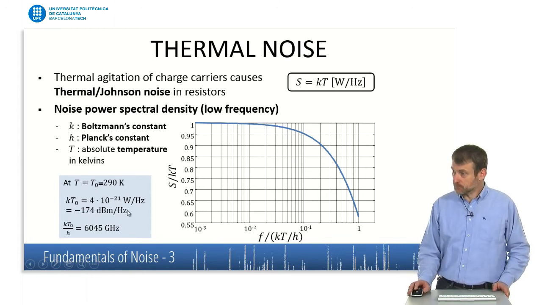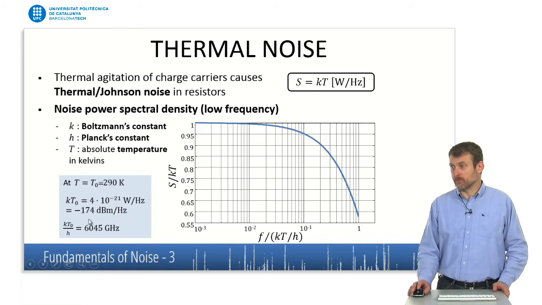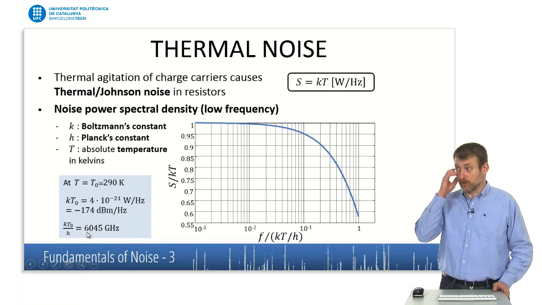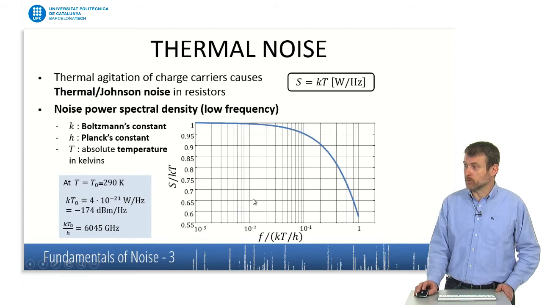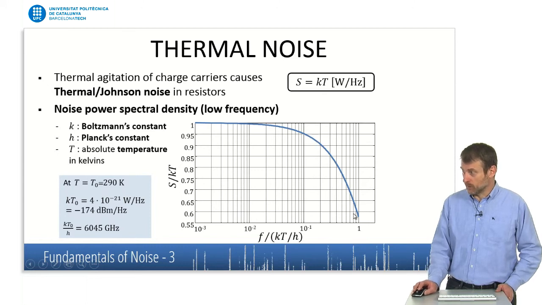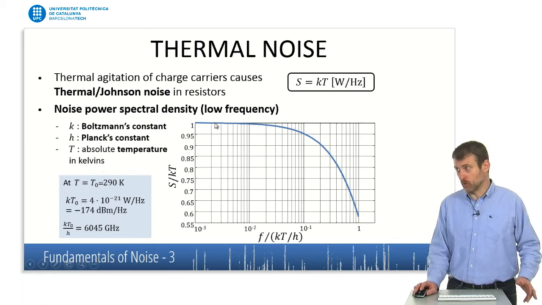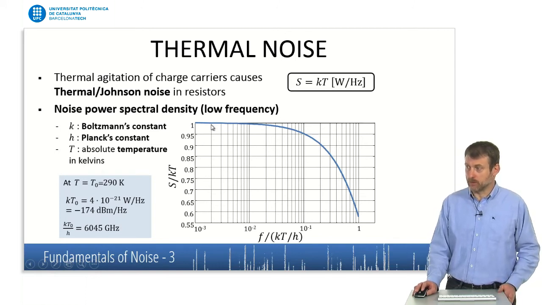On the other hand, at this reference temperature, the product kT0 divided by h is over 6,000 gigahertz, right? Which is a very, very high frequency. That means that in most of our applications, we'll be using frequencies in that regime. So even though the spectral density of this resistor will decay at some point, most times we will be operating in a regime in which we can make this approximation.